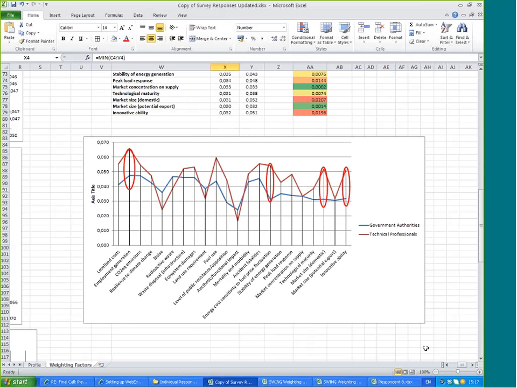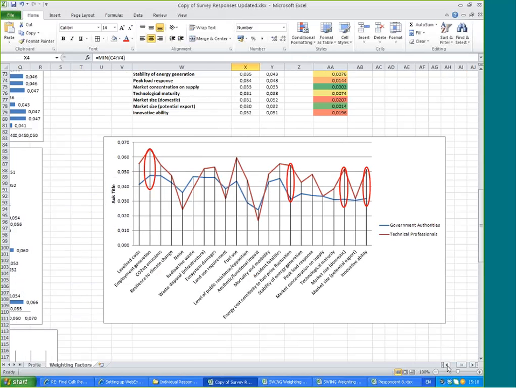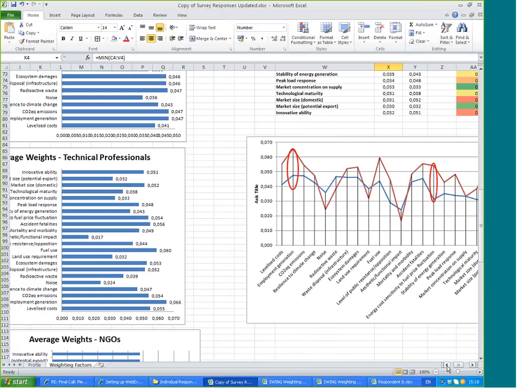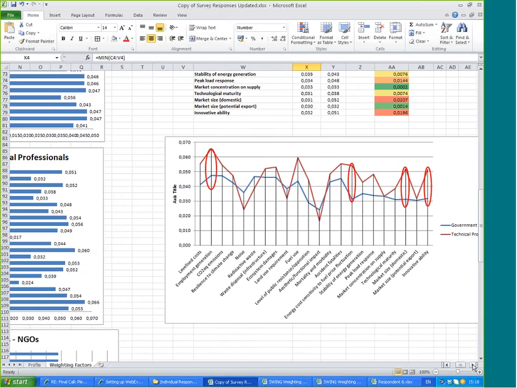So this could be a first starting point for discussion, and also then we could move on showing the difference between the preferences of NGOs in relation to the average results of the whole group.